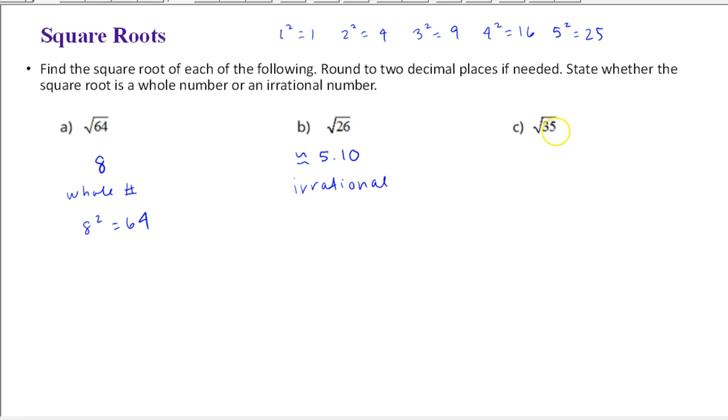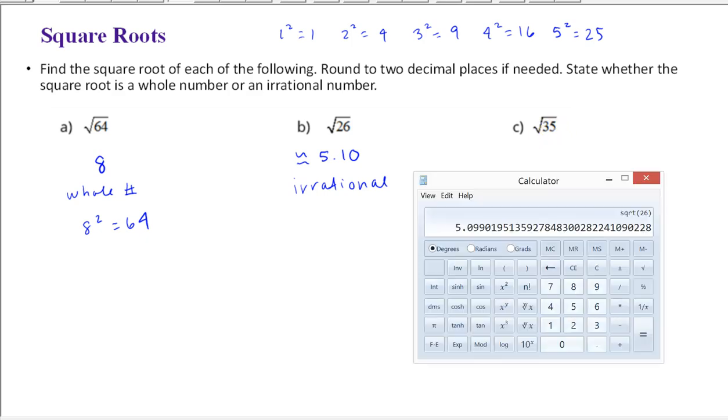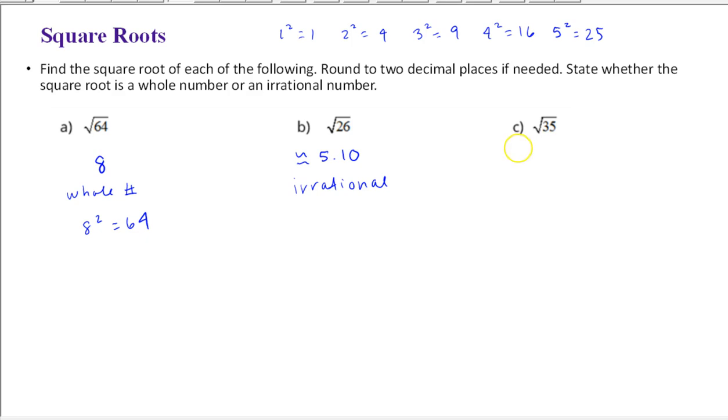Okay. Next, we have the square root of 35. Notice 35 is a little bit less than 36, so this is going to be a little bit less than 6. But let's get a better approximation. And to 2 decimal places, the third is 6, so we're going to round up to 5.92. So this is approximately 5.92, and it is an irrational number since 35 is not a perfect square.